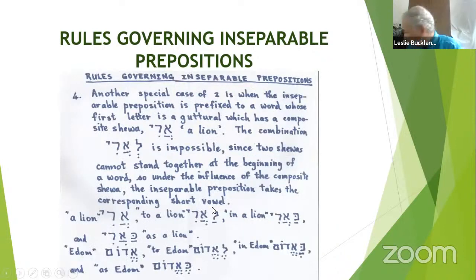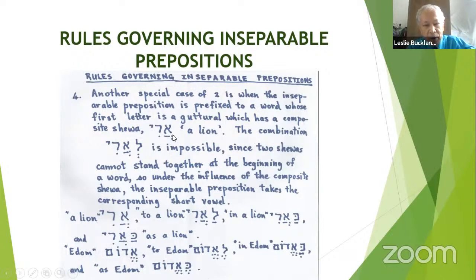Okay, now let us look at rule number 4. Another special case of rule number 2 is when the inseparable preposition is prefixed to a word whose first letter is a guttural, which has a composite shua, like the word ari. Notice there is a composite shua consisting of pathak and the simple shua.